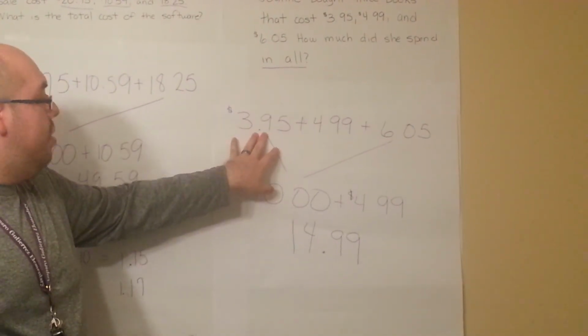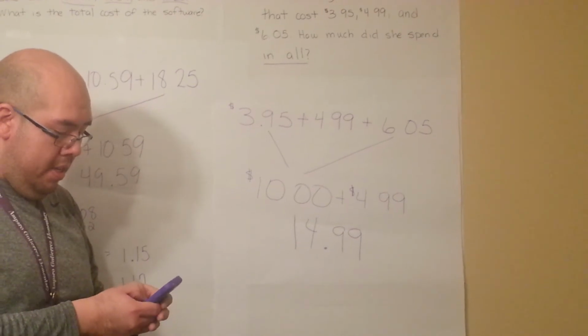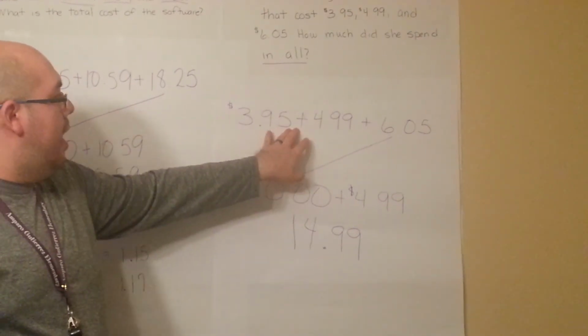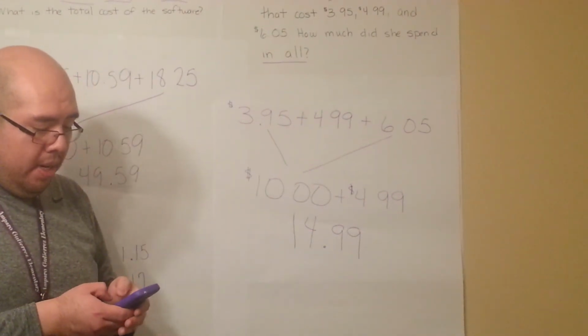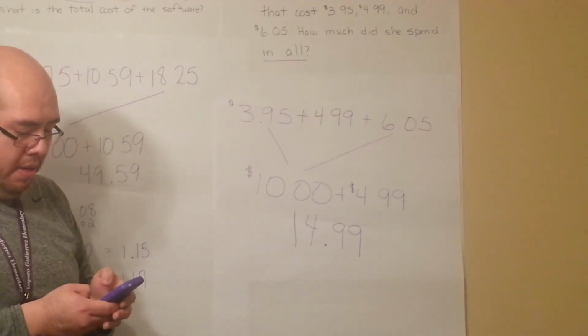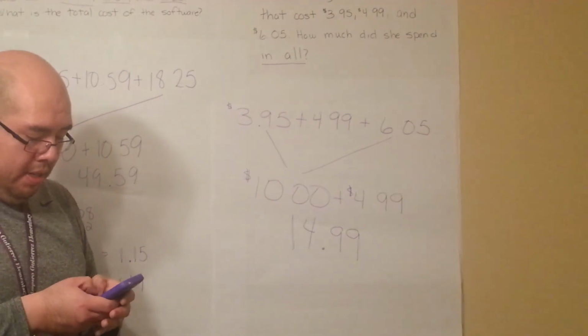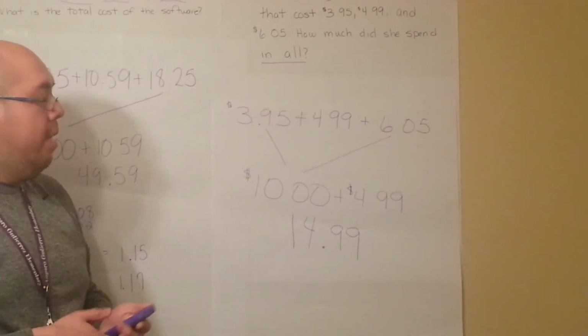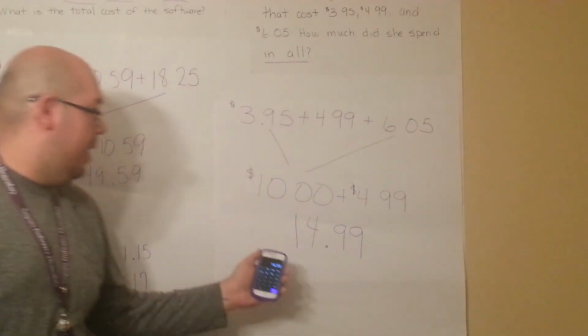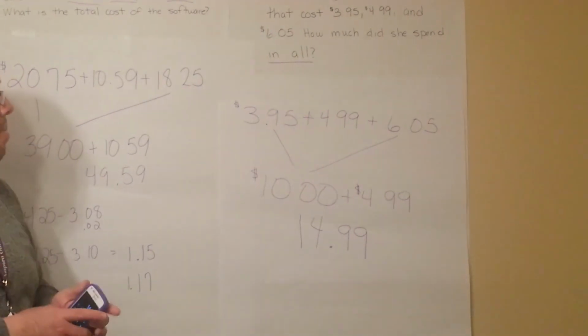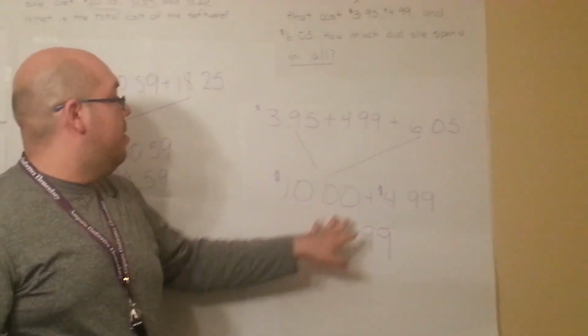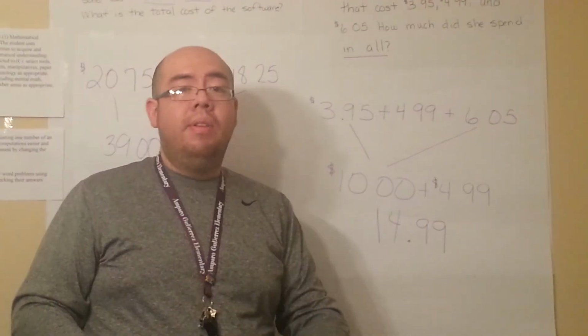Let's take our first value, $3.95. Adding, make sure you put the adding, $4.99. And the last value, $6.05. What do you all get? $14.99. And that's pretty much how you go ahead and try and work out to get zeros and fives, so you can do everything mentally.